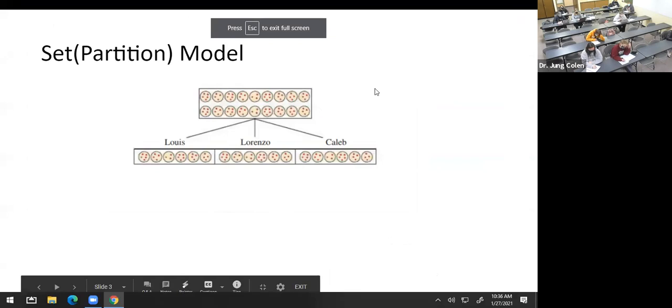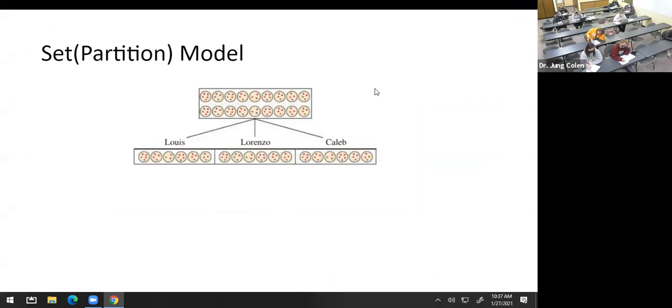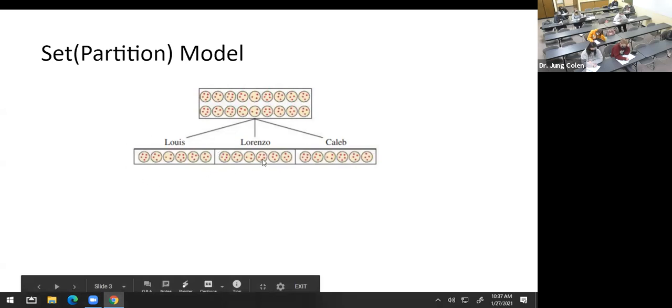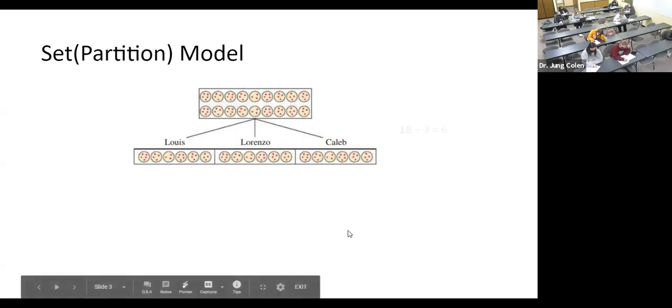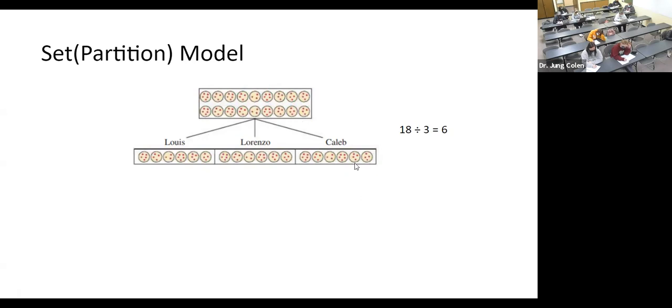Okay, another model that we can think about is the set model. Another name for that is the partition model. So we're going to see how many parts we can make. It's similar to groups, right? So if we have 3 children and we are giving away 18 cookies equally to each of these three children, or else they're going to fight, right? So we're going to count how many go to each person.